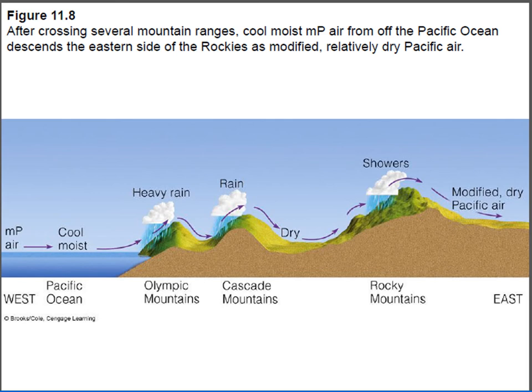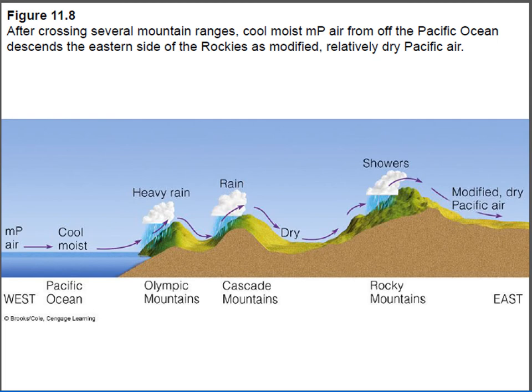This is figure 8.7 in your book. It's figure 11.8 in a similar book. And it shows how after crossing several mountain ranges, cool, moist, maritime Pacific air from off the Pacific Ocean is modified into relatively drier air, okay? So you have maritime polar air here moving from west to east. It's cool and moist. And as it rises up the Olympic Mountains here, which are in western Washington, moisture condenses out, right?